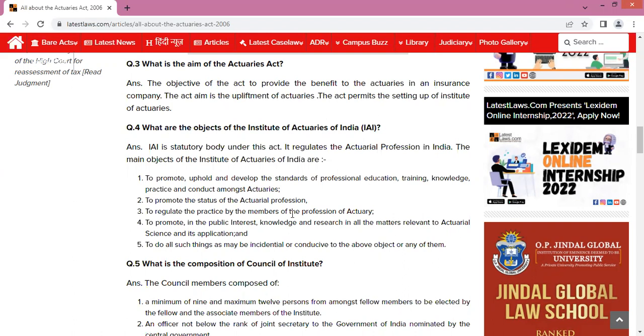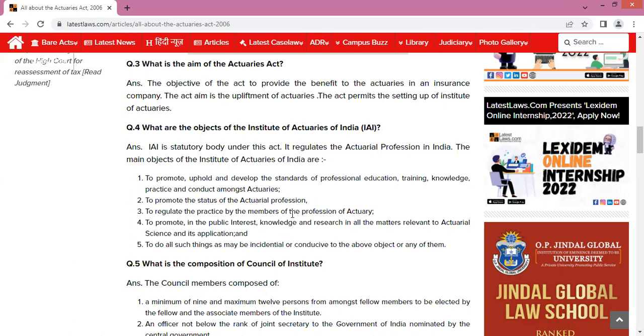To promote the status of the actuarial profession, right? To regulate the practice of members of the profession of actuary, to promote in the public interest knowledge and research in all the matters relevant to actuarial science and its application. And to do all such things as are incidental or conducive to the above objects or any of them, everything, right?